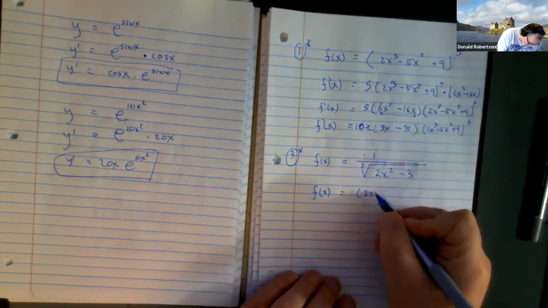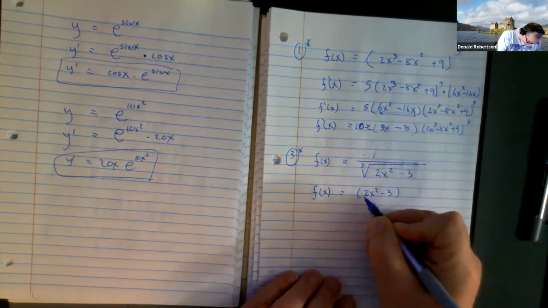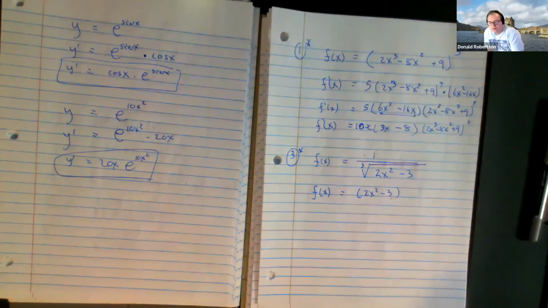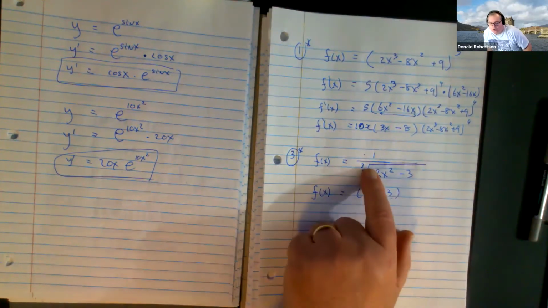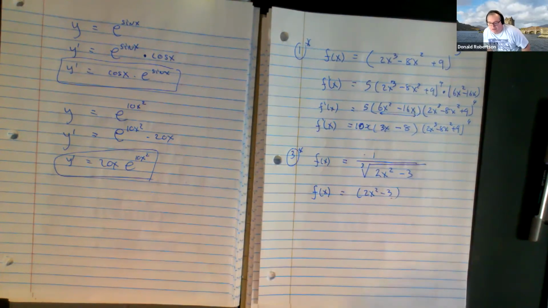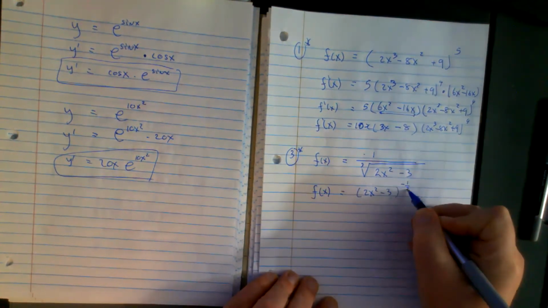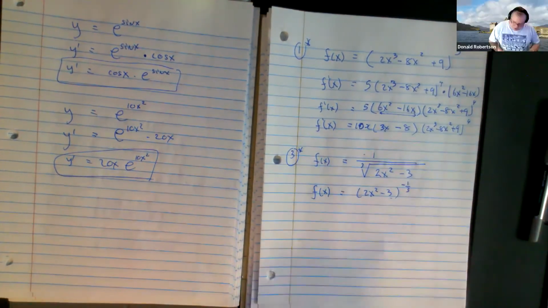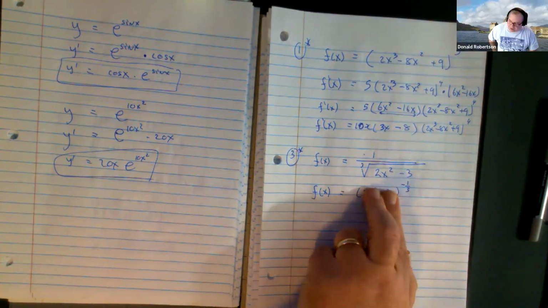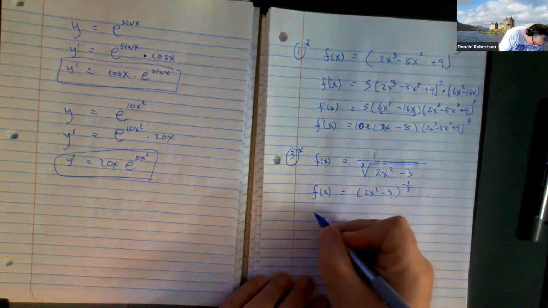So it's going to be this guy, that's our inside function. What power is 1 over the cube root going to become if I write it this way? 1 over a cube root. -1/3. Agreed. Now I can do the chain rule, right? Something to the power of -3.